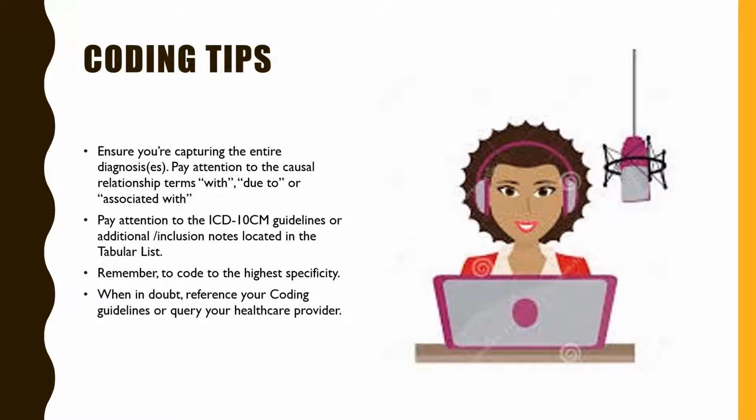In our second tip, we want to pay attention to the ICD-10-CM Coding Guidelines and those additional or inclusion notes located in the tabular list when we're locating our ICD-10 codes in the back. Also, remember to code to the highest specificity. Regardless of what coding guideline you're following, you always want to make sure that your ICD-10-CM codes are coded to the highest specificity. And of course, when in doubt, always reference your coding guidelines or query your healthcare provider.